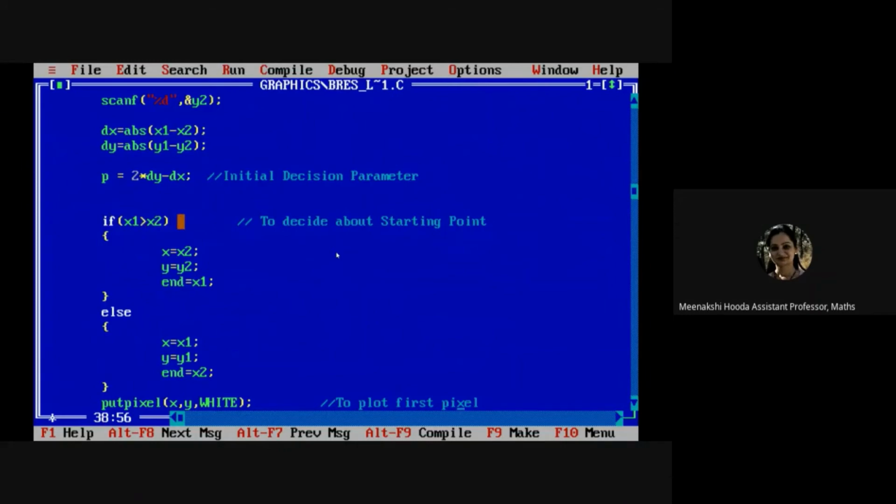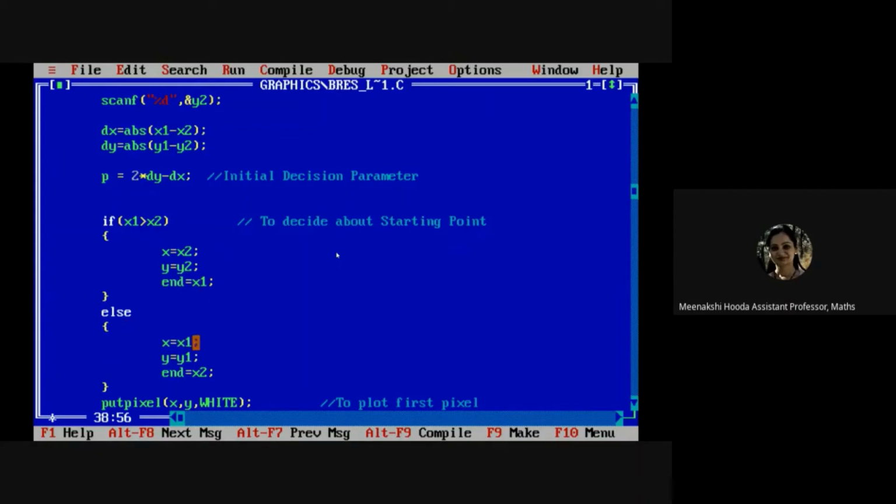If x1 is greater than x2, then x equals x2, y equals y2. So this is a starting point. Whatever the user has entered later on, x2 and y2, we are taking those values and initializing them to x, y. So it will be the starting point now. And the end point will be x1. As we are starting with x2, the end point will be x1.